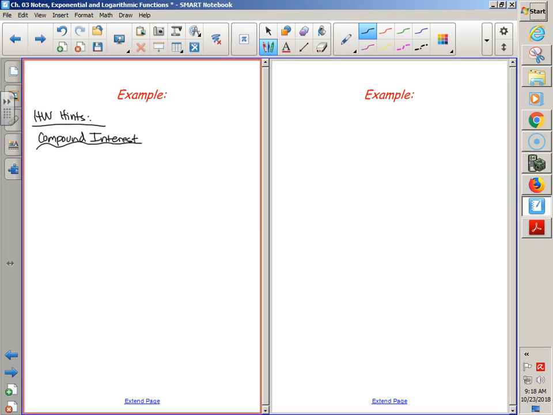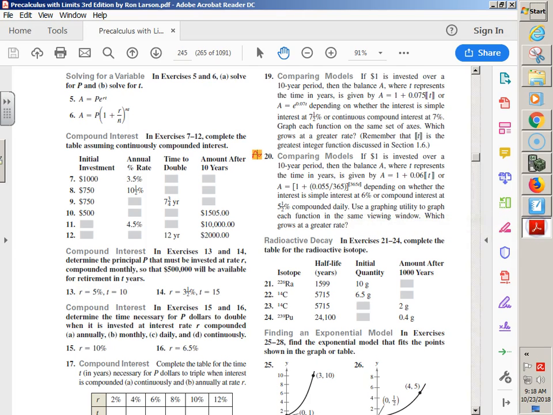Let me give you some clues about the wording, okay? What do we see in this table? Let me get this guy back up. We see initial investment, annual percent rate, time to double, and amount after 10 years.